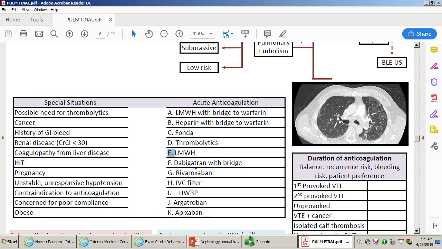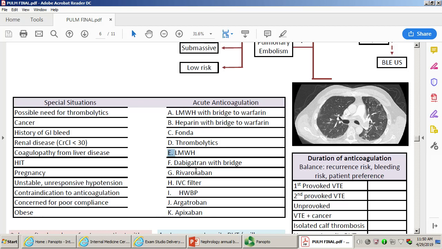Somebody has coagulopathy from liver disease. Their INR is 2.3. Do they need anticoagulation? Yes. What do you pick? Low molecular weight heparin, right? Obviously, you're not going to be doing warfarin, since you don't have a baseline INR to use as your goal.